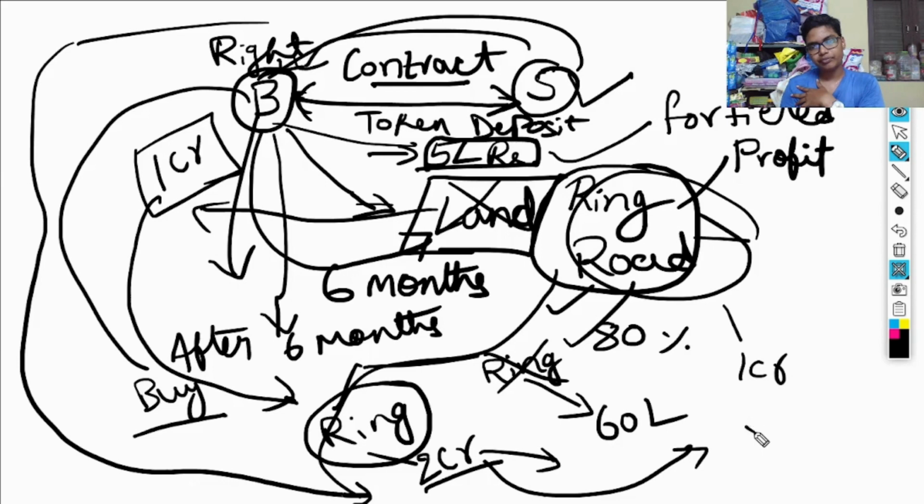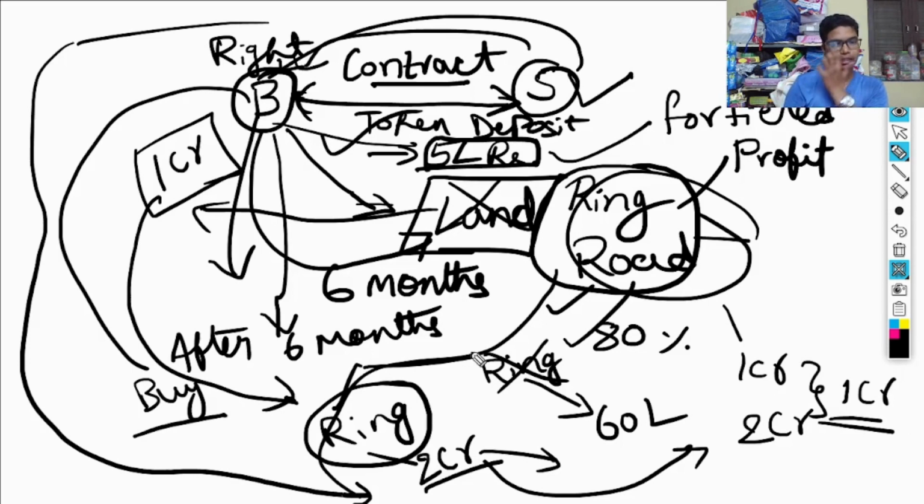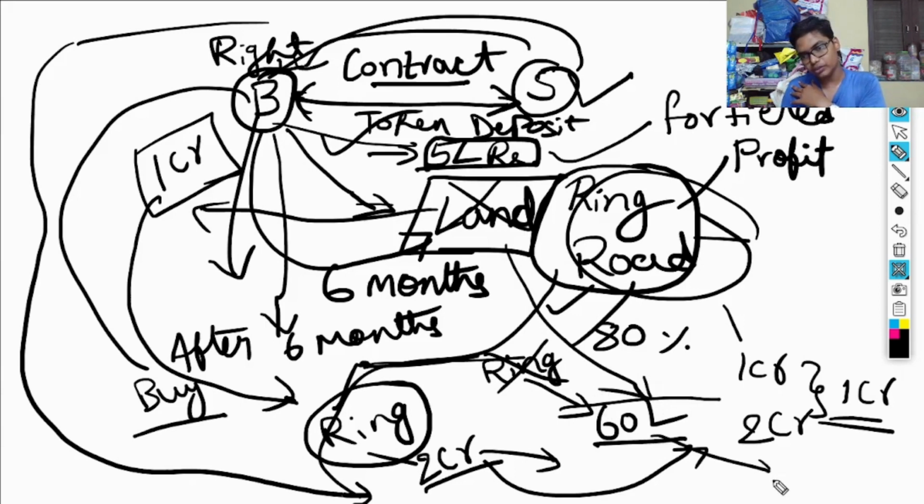Okay, 2 crores buying price, 1 crore buy price and 2 crores sell price. He will get 1 crore rupees as a profit in case the ring road is sanctioned as per his expectation. And there is another probability: the ring road may not be sanctioned and the land value goes down to 60 lakhs. In that case, he has the right only, hence he may or may not exercise it.